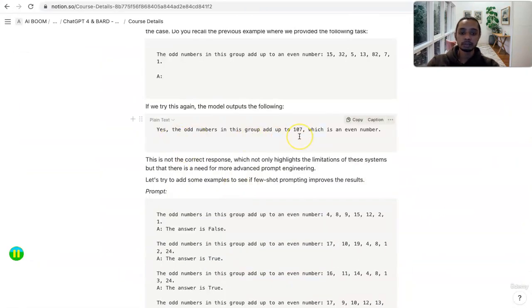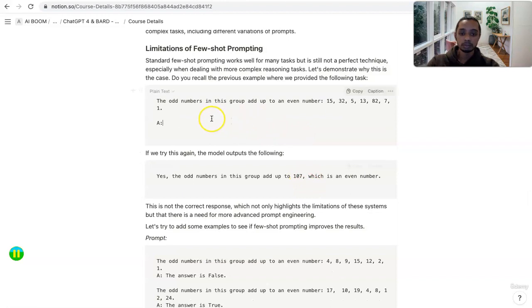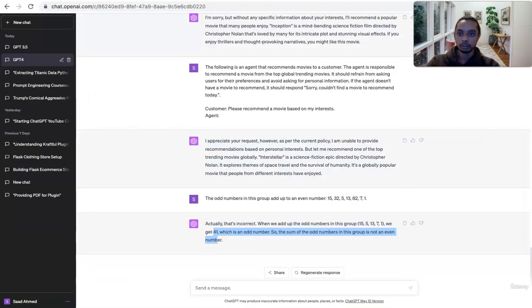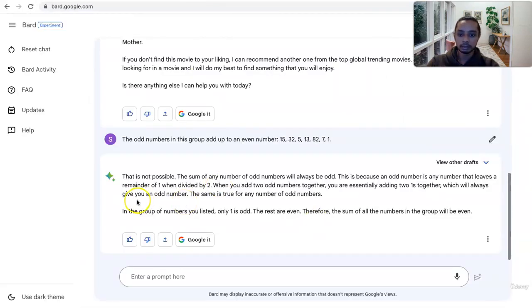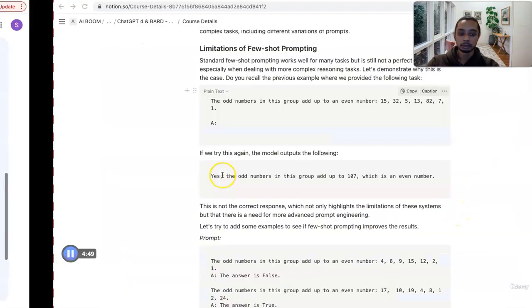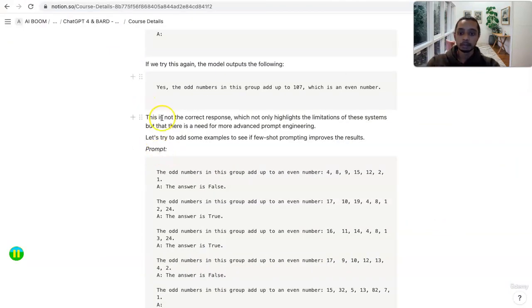Yes, the odd numbers in this group add up to 107, which is even. The odd numbers in this group add up to an even number. Did it do that? It adds up to 41. And according to Bard, it didn't. If the group numbers you listed, only one is odd, the rest are even. Therefore, the sum of all the numbers in the group will be even. It's completely wrong. Okay. This is not the correct response, which only highlights the limitations of these systems, but there is a need for more advanced prompt engineering.